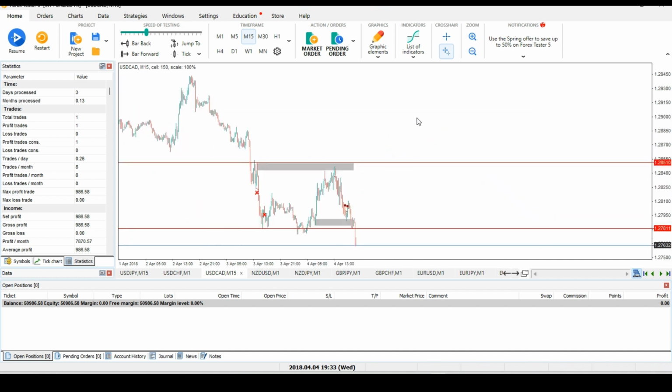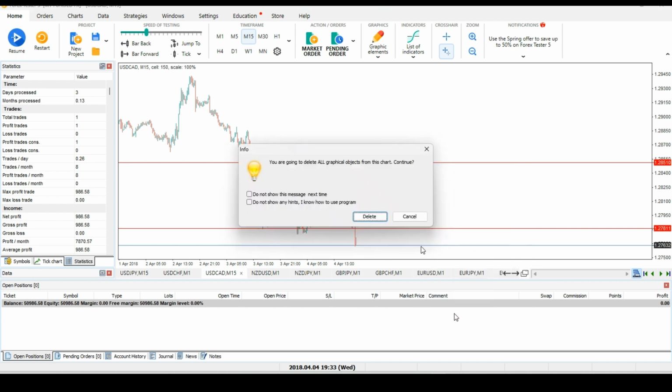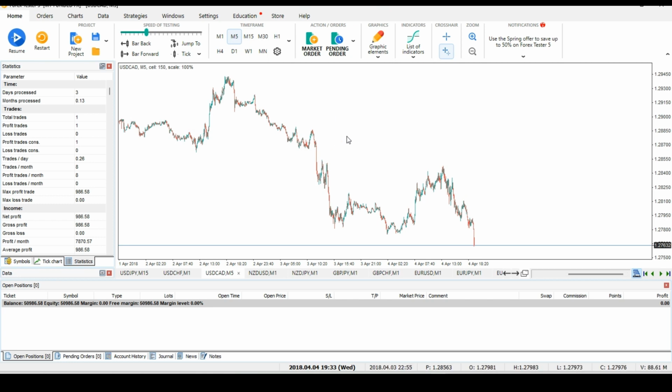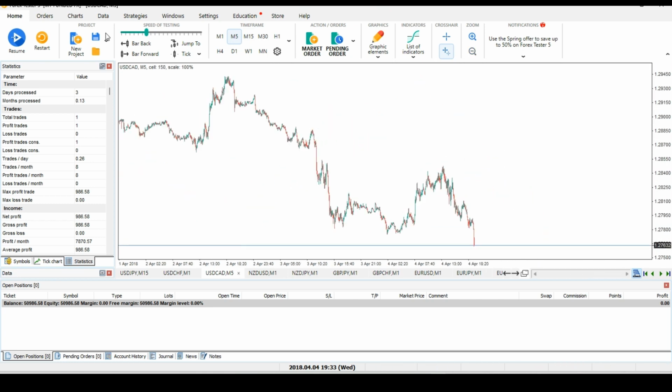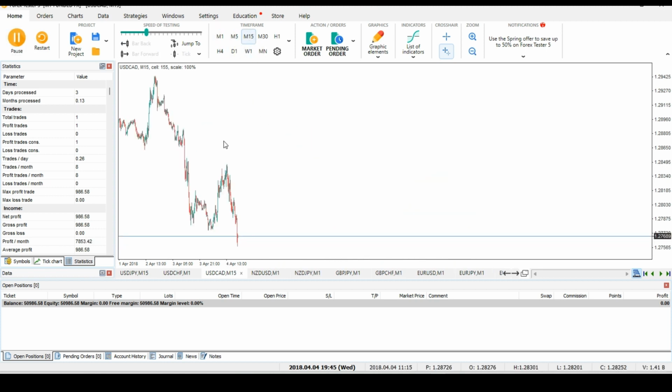So this trade is done. Let's delete everything. We are profitable, even though we missed out on a nice move like that one. So let's continue to search for more setups.